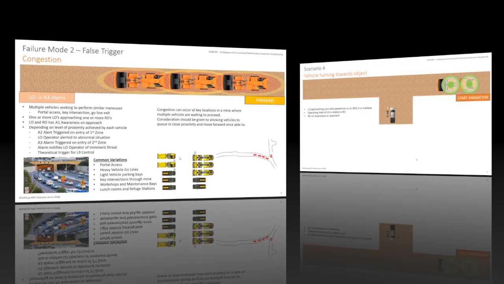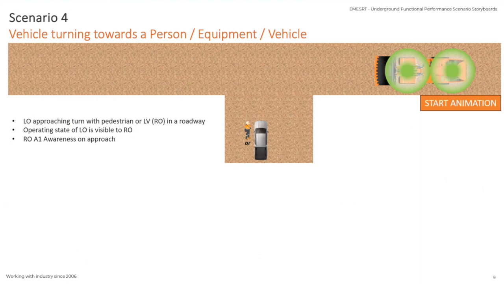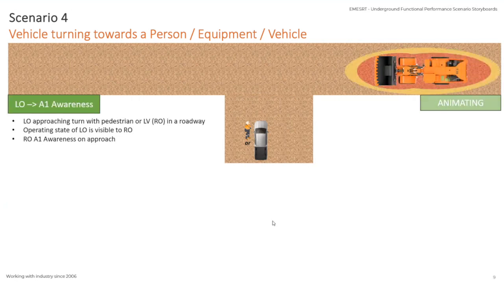Then we've got scenario 4, which I think for a lot of operations is probably the one of most concern that everyone's really keen to try and solve. And that's an HV vehicle, in this particular example, performing a turn into a drive or a cuddy or a passing bay, whatever, where it's occupied by something else. And in this example, we've got a pedestrian or an LV.